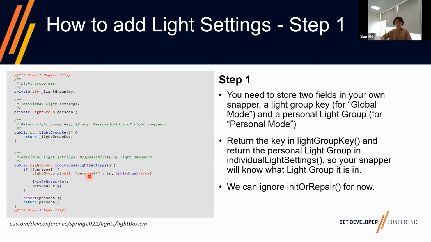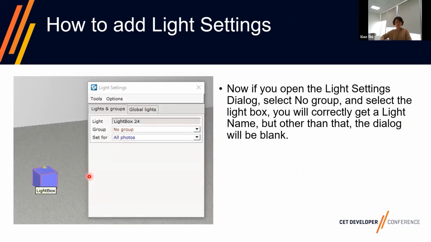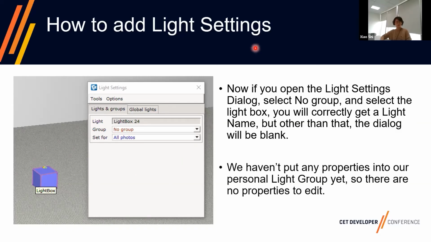And once you set this up, if you open the light setting dialog and click your own light snappers, it will actually show the light name and the group, which means that it actually finds that you have a personal light group. But there are empty light settings here because we haven't set anything. So let's get started adding some light settings.